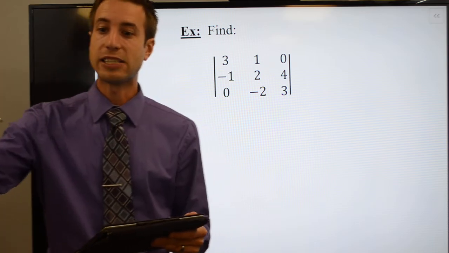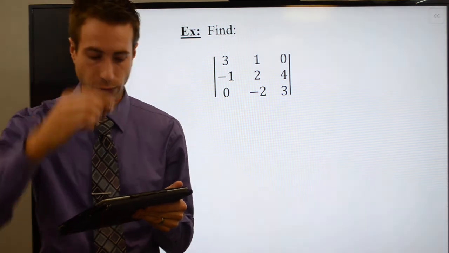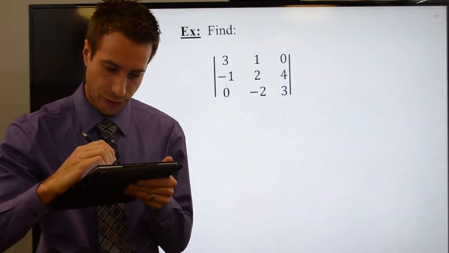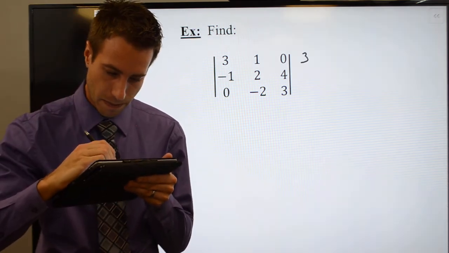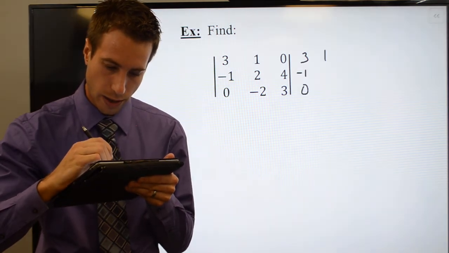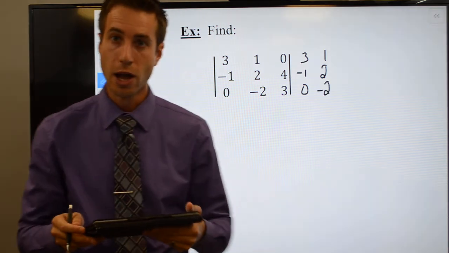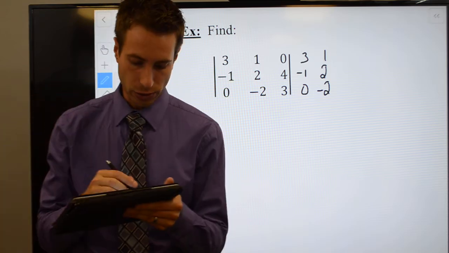Again, first thing we need to do is rewrite the first two columns. So that's going to be a 3, a minus 1, a 0, a 1, a 2, 2, and a minus 2. Okay. Now, I do the diagonals.